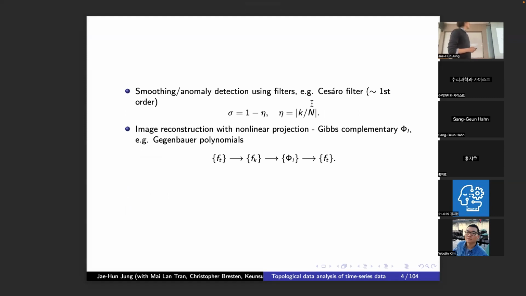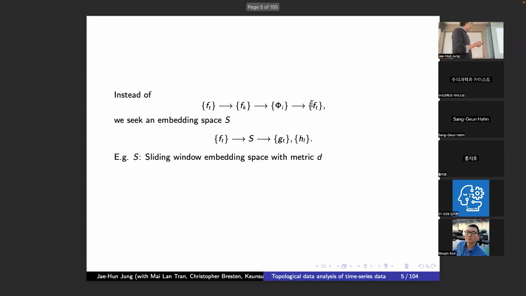This is just the first order filter. Also, if you go to the mode space, you can do some nonlinear projection, a kind of nonlinear filtering. This is Gibbs complementary Gegenbauer polynomials, and then you do some operations and come back to the physical space. This is what we usually do for time series data analysis: from the node space you go to the mode space, do some operation, and come back to the physical space. However, today, instead of doing this, I'm going to use an embedding space.